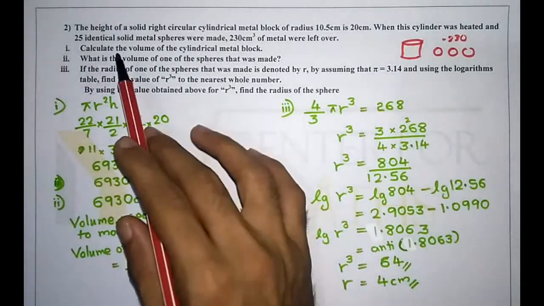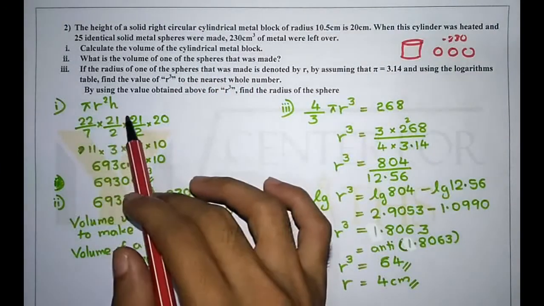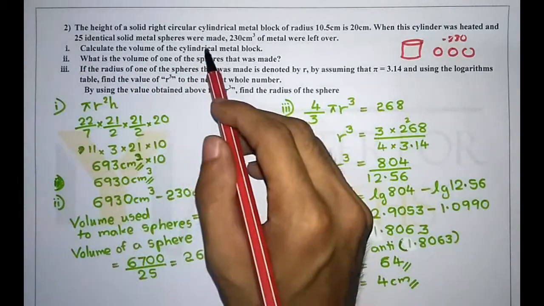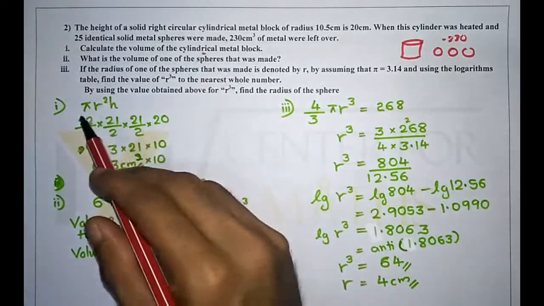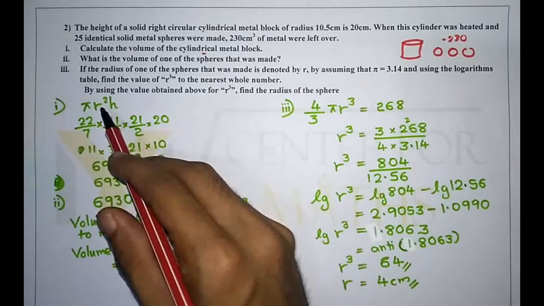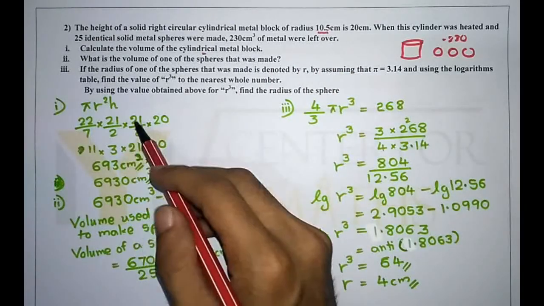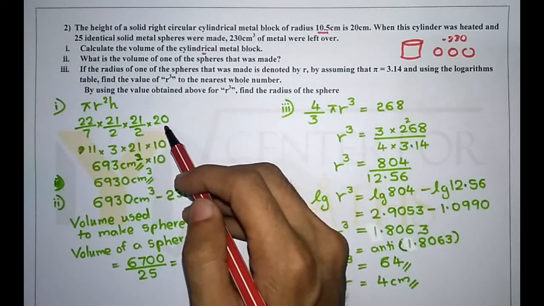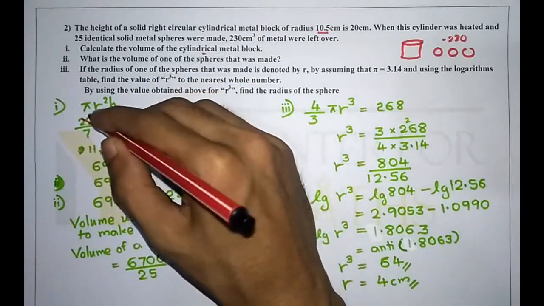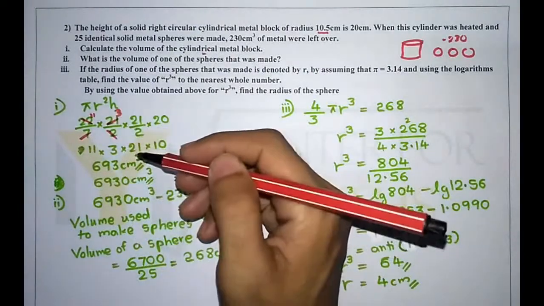Now here listen, calculate the volume of the cylindrical metal block. So we have to go with this formula π r squared h, that's the formula of the cylinder. The substitution of π is 22/7, and the radius here they have given is 10.5. So instead of 10.5, we can take 21/2, again 21/2 into 20. Fine. Now we can cancel this 2 to 22. Then 11 is remaining, and 7 to 21 also can cancel, then 3.